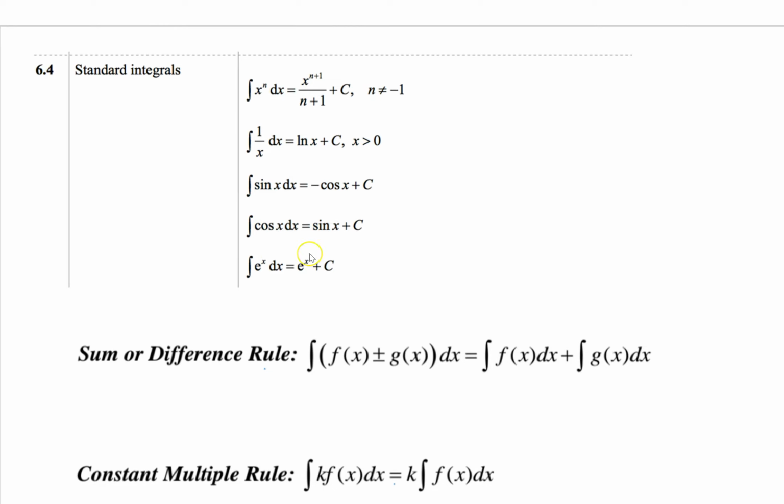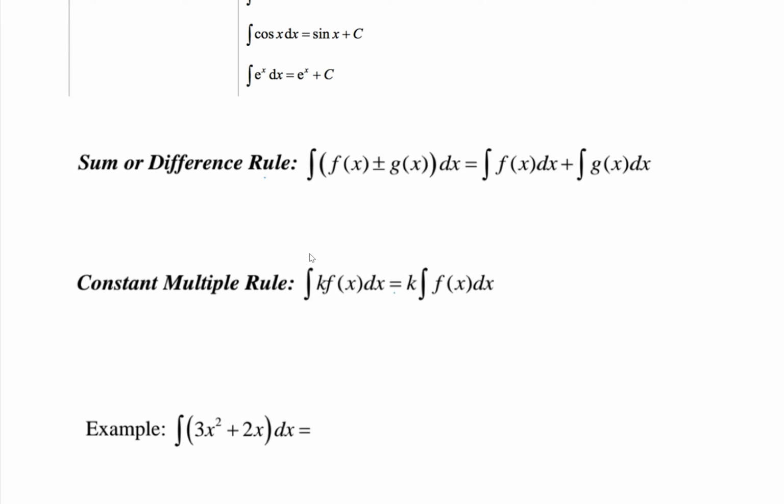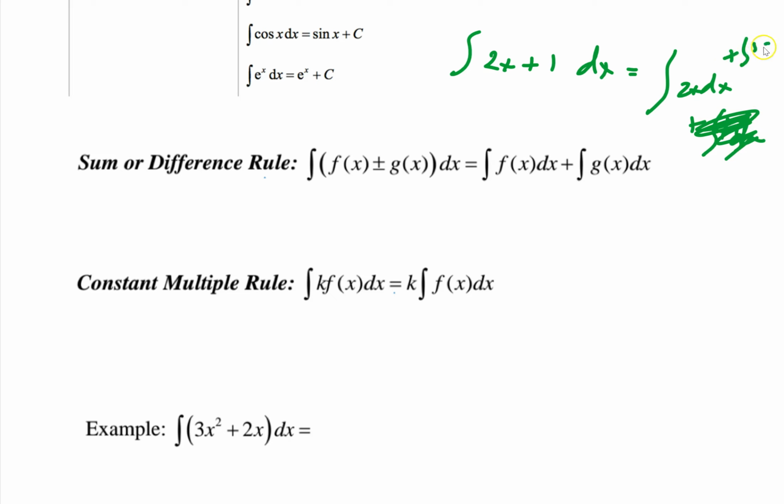A couple more rules that are not in your formula sheet that we actually use a lot. First is the sum difference rule. Just like taking derivatives, you could separate an integral. So if I give you the integral of 2x plus 1 dx, you could break it up and do the integral of 2x plus the integral of 1 dx. So you can separate, just like a derivative. Take each one separately. Sometimes it's easier to do this, sometimes it's not.